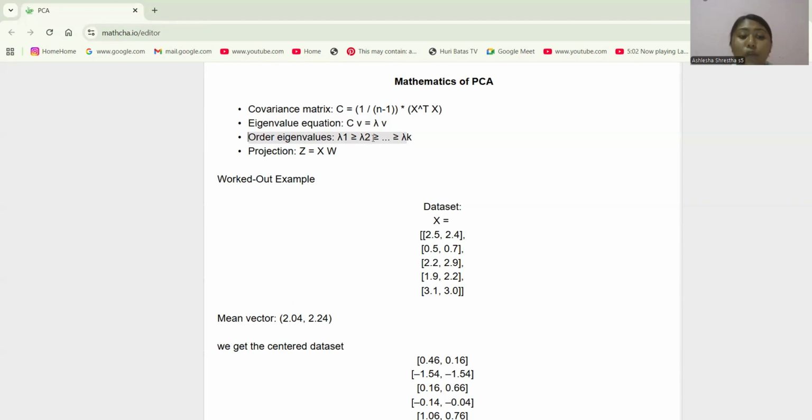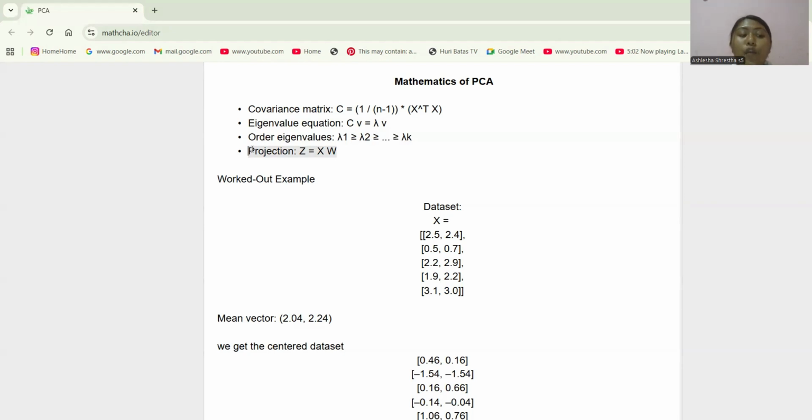So finally, we form a projection matrix W from these eigenvectors and project the original dataset: Z equals X times W, which reduces the dimensionality of the dataset while preserving maximum variance.